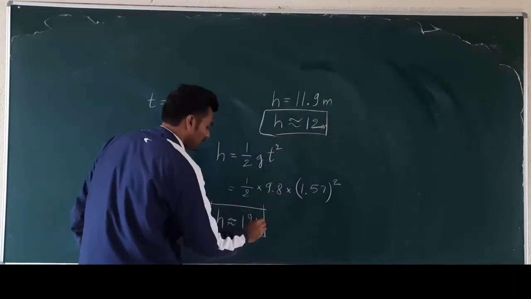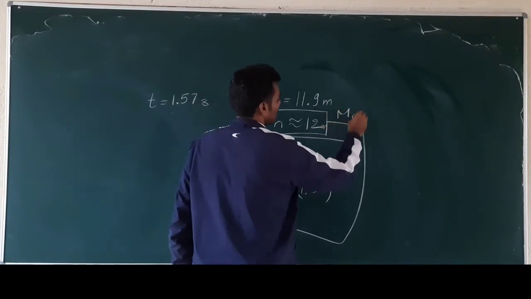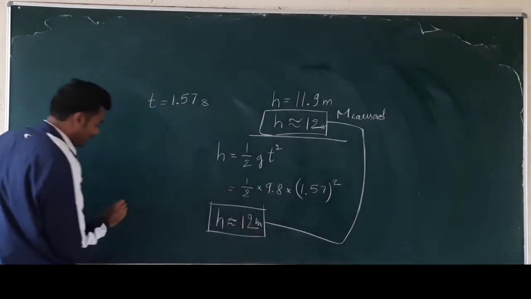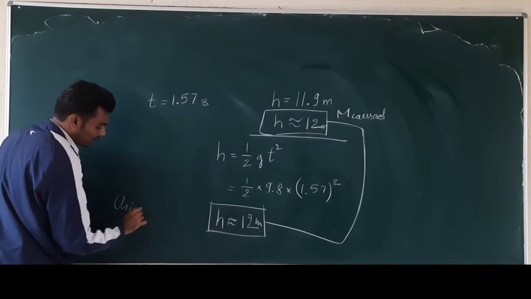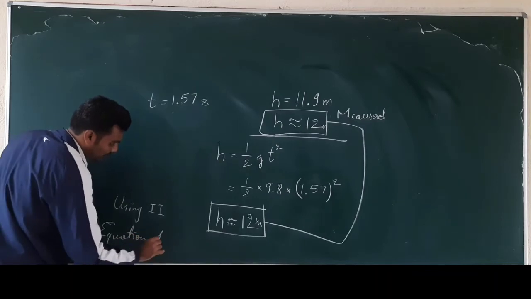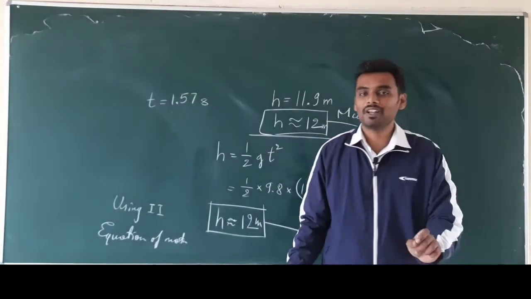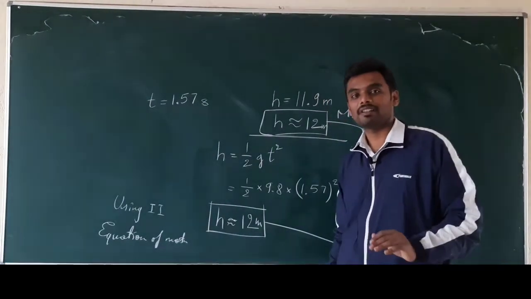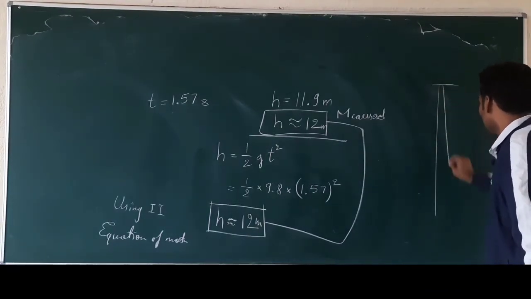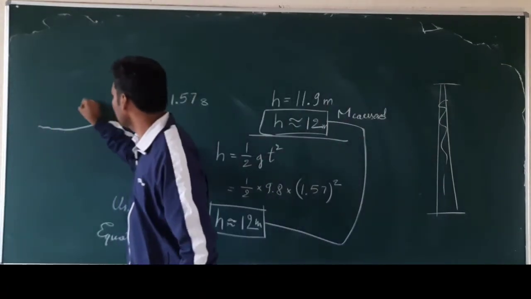That's it. Look at this. This is what we actually measured using the measuring tape, right? And this is what is calculated using the second equation of motion. So what is the advantage of this? You can ask. One advantage is you can approximate larger heights like the height of a tower or the height of a cliff, right?